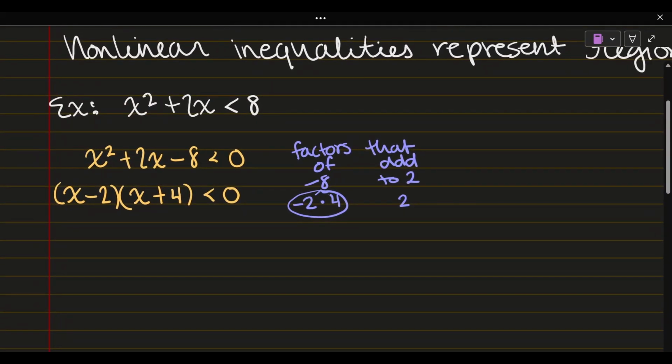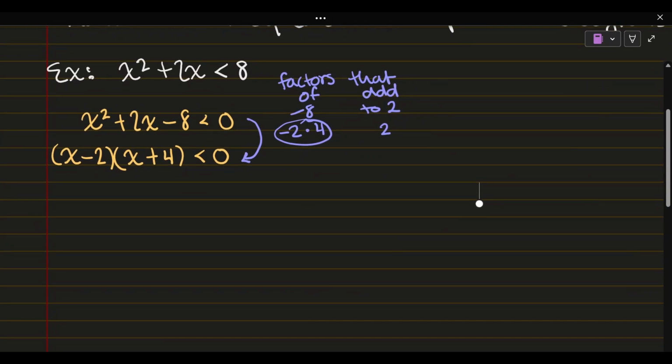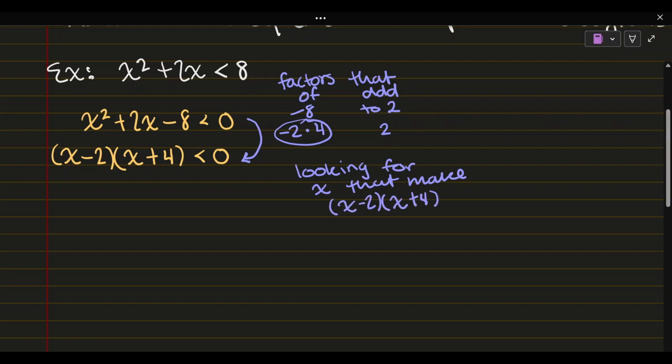Okay, so let's think for a second. The inequality that I'm looking at is asking for values of x so that this product on the left-hand side is less than 0. So we're looking for x that make x minus 2 times x plus 4, this left-hand side, less than 0. What does it mean if a number is less than 0? Well, that means it's negative. So I'm trying to find when this is negative, right?